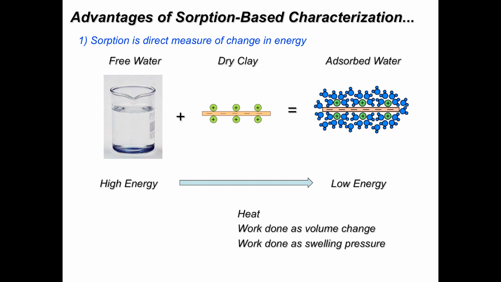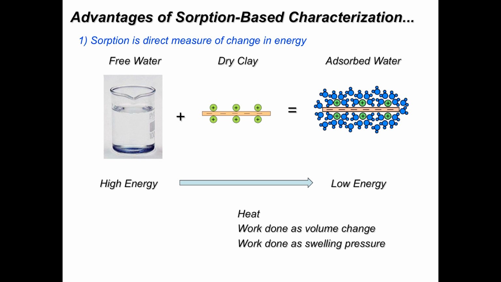And so if we think of some free water condition, some reference condition, and think of this as a relatively high energy state, and then if we were to add that to dry clay, and so this little rectangle here is a little clay particle with a net negative charge. There are exchangeable cations to balance that net negative charge. When that water hydrates this clay, there's a change in energy. We're going from this free water state to an adsorbed water state, which is at a much lower potential or a much lower energy state.